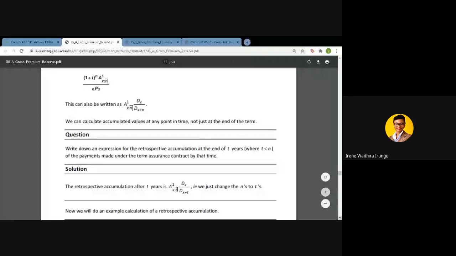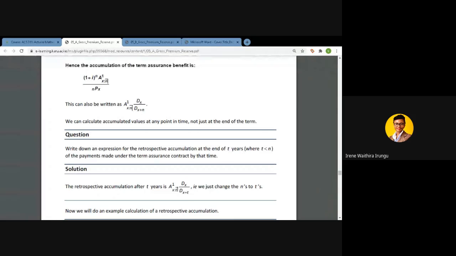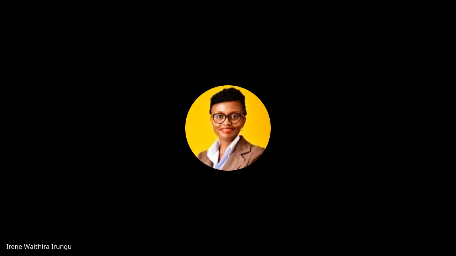So again, we need to determine the accumulation up until time T, but we need to divide that by the probability of this person surviving up to that time T. Remember, we are looking at historical cash flows. In historical cash flows, if this contract still exists, then this person is still alive.